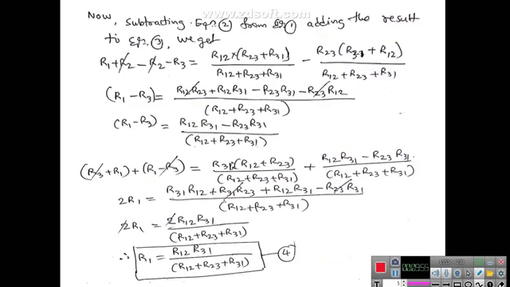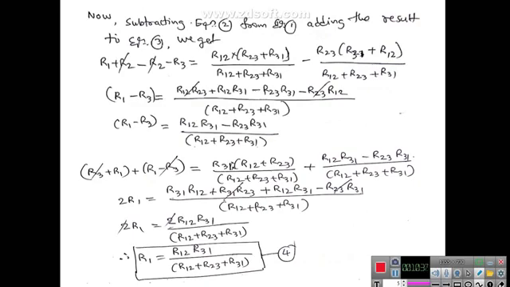Now you can subtract equation number 2 from 1, and add the result to equation number 3. What is equation number 2? Equation number 2 is R2 plus R3, and equation number 1 is R1 plus R2. You are subtracting equation number 2 from 1, so you get the negative sign. R1 plus R2 is nothing but this value, that is equation number 1, and R2 plus R3 is nothing but this value. You are subtracting this.